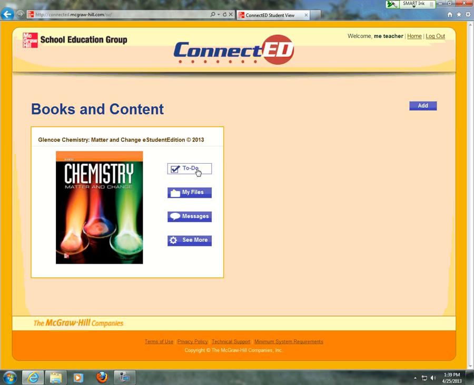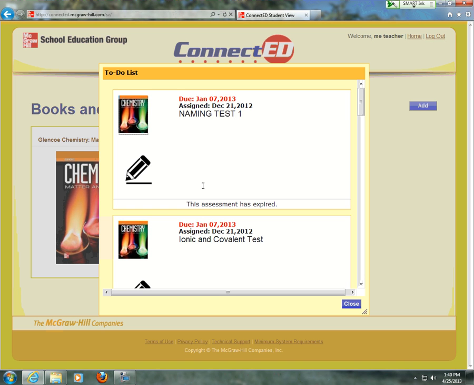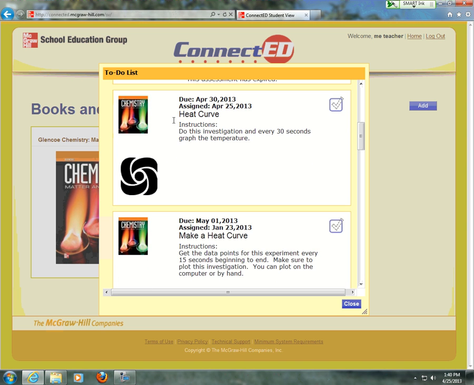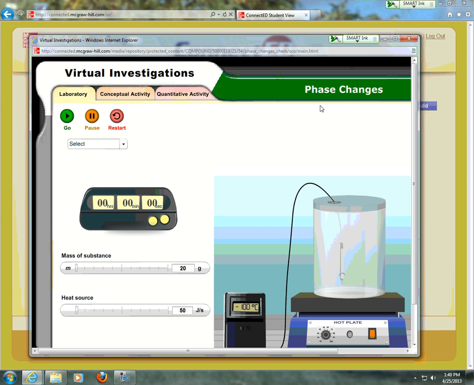On this screen, I want you to go to your to-do list and scroll down until you see heat curve or make a heat curve. I actually put it in there twice because I wanted to make sure you got it. You can follow the instructions of either one. Everybody in your group needs to make a heat curve. We're going to label it later, so you want to make it big enough that you can see what's going on. You can do every 30 seconds or every 15 seconds. When you get this up, press this little flower right here, and it'll bring it up.